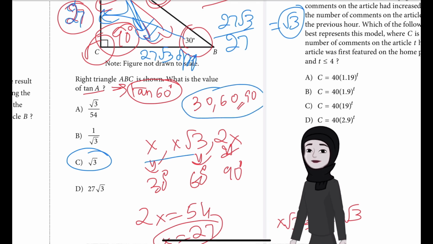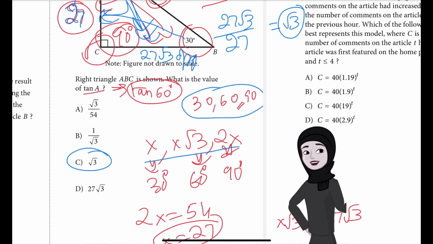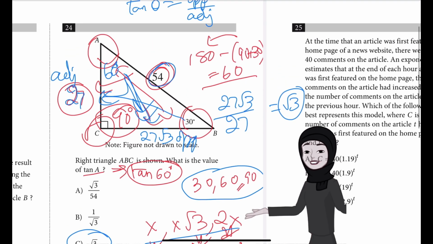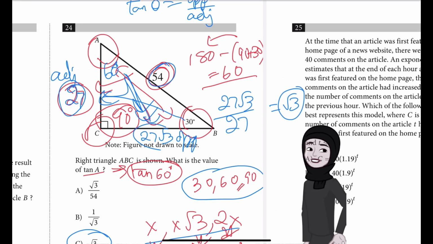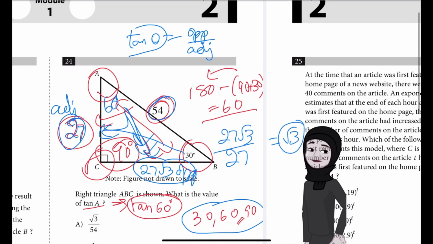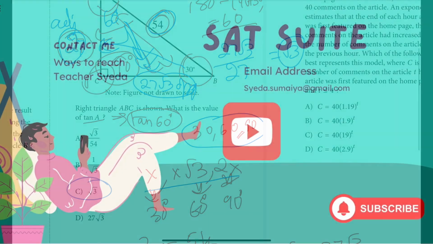We just have to use the special right triangle ratio x, x root 3, and 2x, because we already know the hypotenuse is 54. We can use that to calculate the other two sides and use that in the tan ratio. Tan is opposite by adjacent. So we have to just correctly locate which is the opposite side and which is the adjacent side.